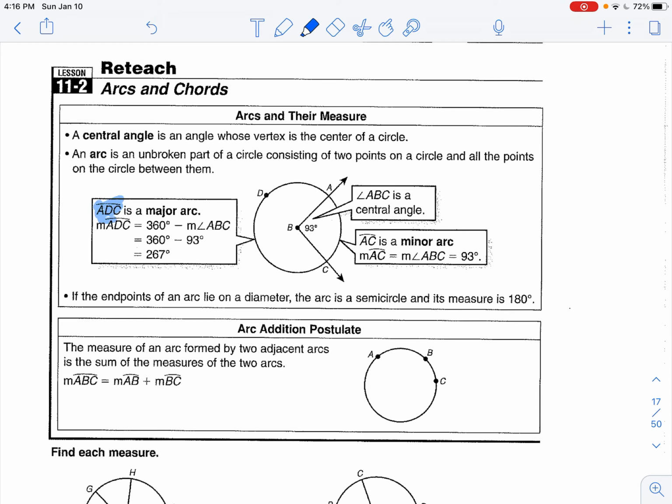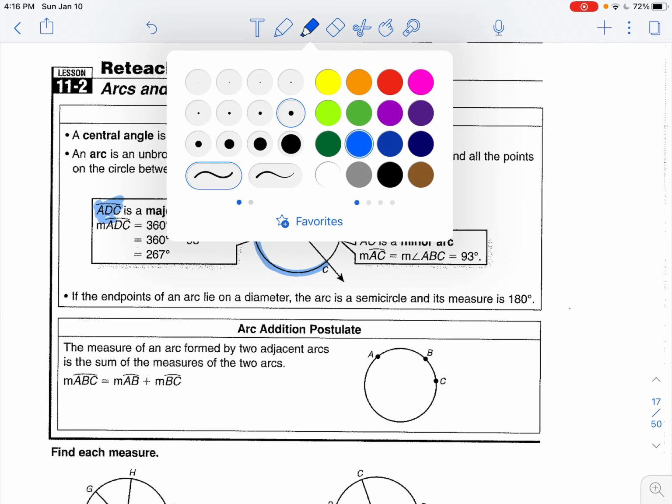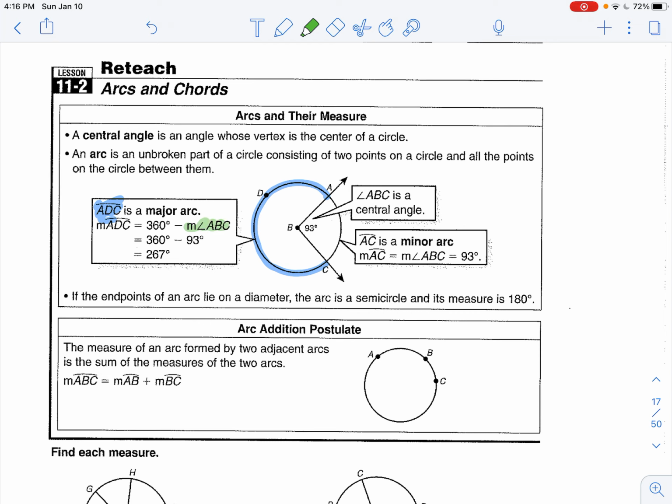Arc ADC is a major arc. That is this guy right here, from A to D to C. The measure of ADC is equal to 360 degrees minus the measure of ABC, and the measure of angle ABC is 93. And so 360 minus 93, you'll get 267. So that's the measure of that major arc.